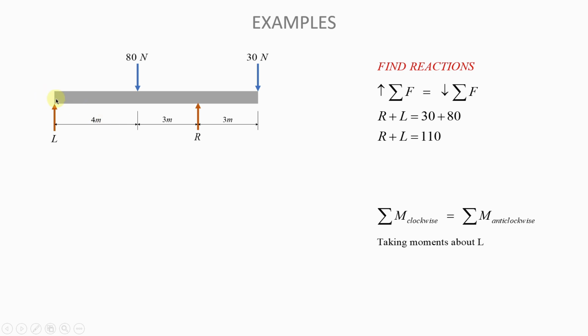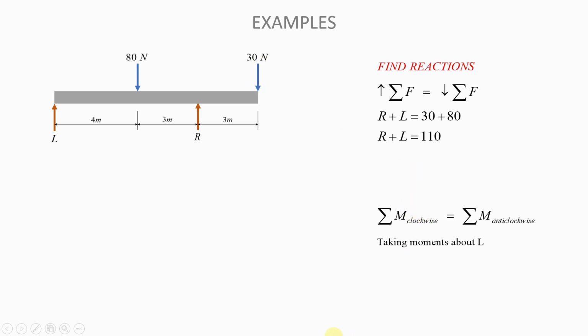Of course, it is going to rotate clockwise. Imagine the beam is a ruler, you pin it here with your finger, and then you push it in the direction of this force. Of course, the ruler is going to rotate clockwise. So this 80 newtons force creates a clockwise moment. And the same is true for this 30 newtons force.